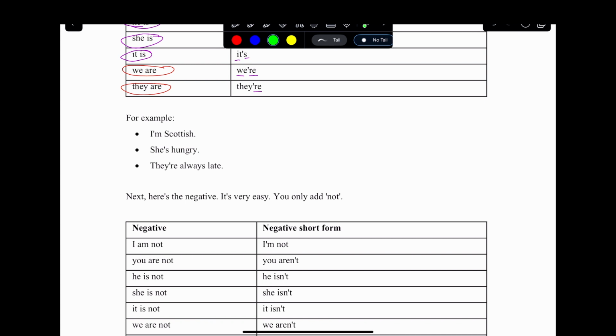عندما تكون الكلمة مكتوبة كاملة من دون أي اختصارات، عندما نرى ذلك ننطق أو نقول الكلمة كاملة. I am Scottish. She's hungry. They're always late. هم دائما متأخرين. So hungry جائعة.